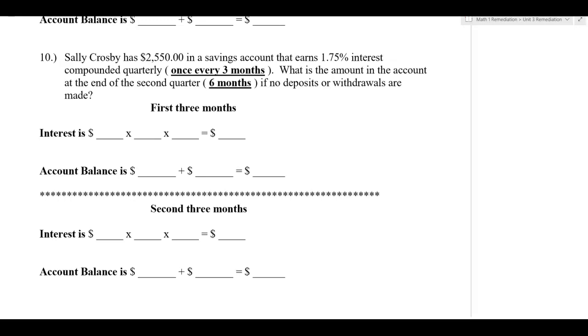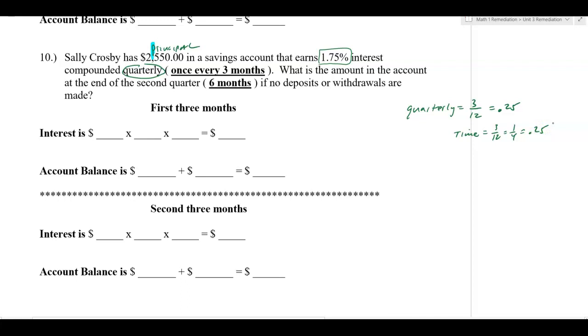So Sally Crosby has 2,550, so that right there is your principal, in a savings account that earns 1.75% interest compounded quarterly. And remember, quarterly is every 3 months, and 3 out of 12 for quarterly is 0.25. So for your time, you're going to use 3 over 12, which is 1/4 or 0.25.